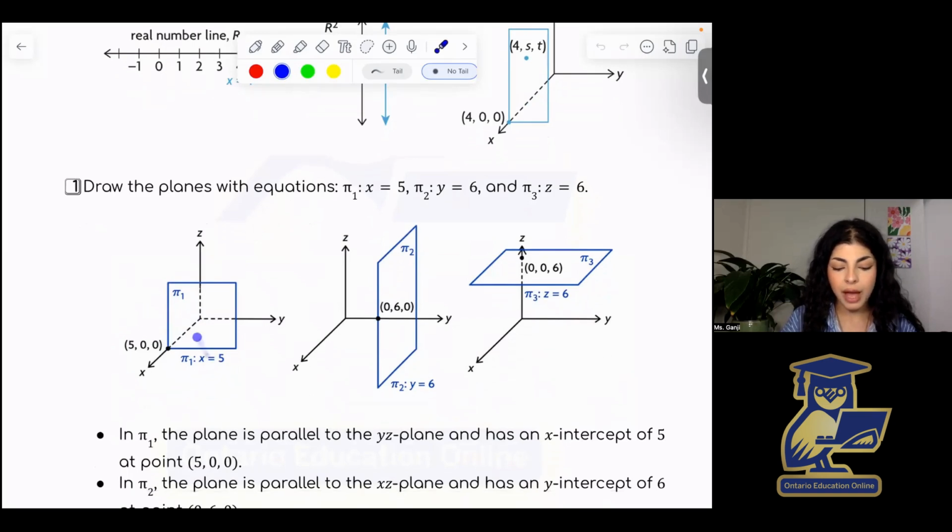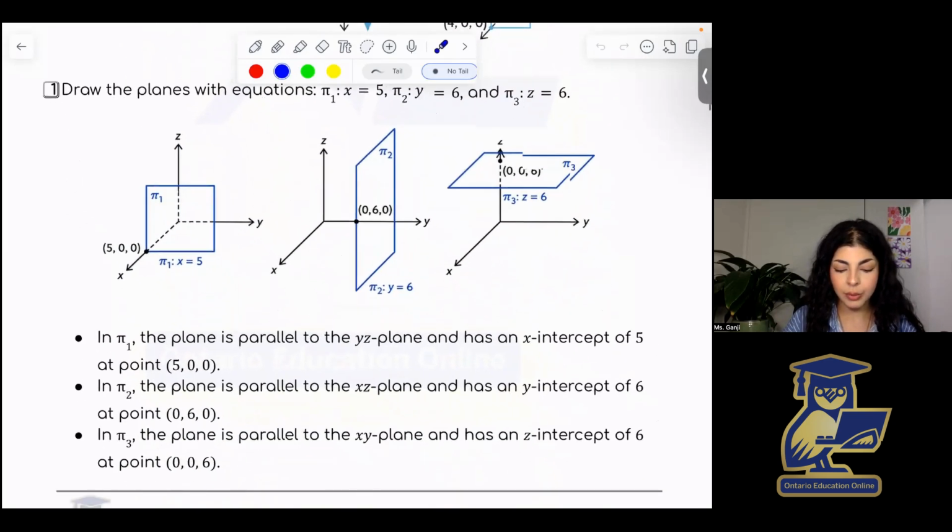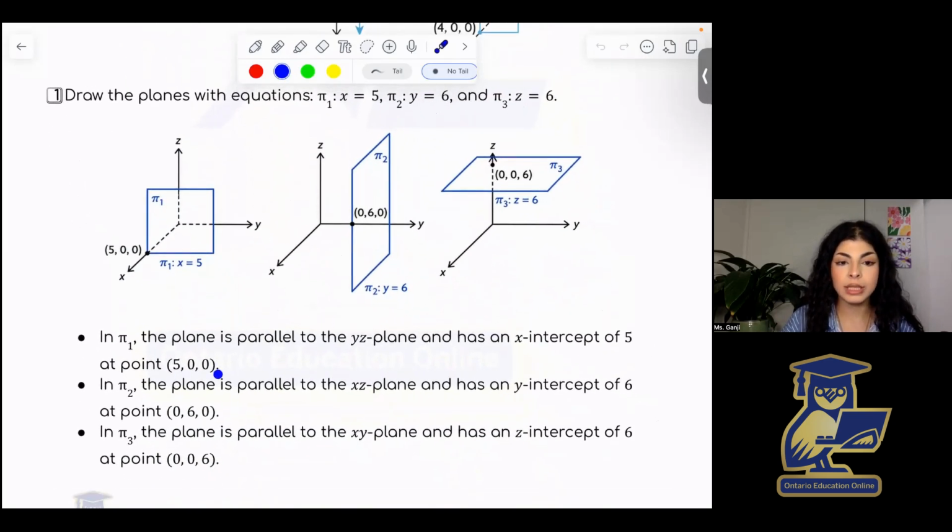This is exactly as we just saw up here. When x is equal to 5, this is parallel to the zy plane, and it has a point of intersection, exactly as we wrote here, at (5, 0, 0).